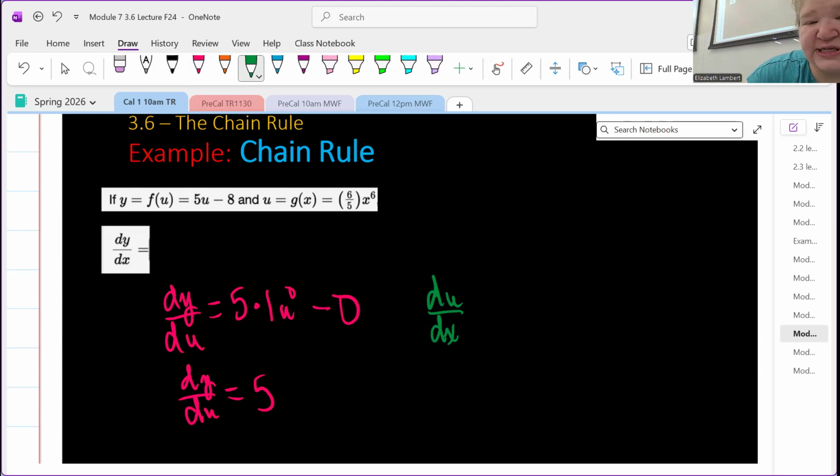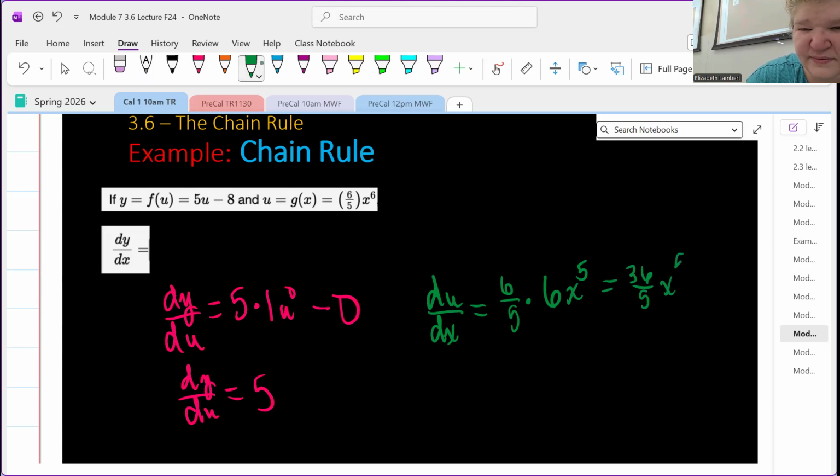And then for our du dx, we're going to take the derivative of the inside function. The inside function has a constant, so I'll just rewrite the 6/5 times the derivative of x to the 6th. I bring the power down, 6x to the 5th. So this is 36 over 5, x to the 5th.